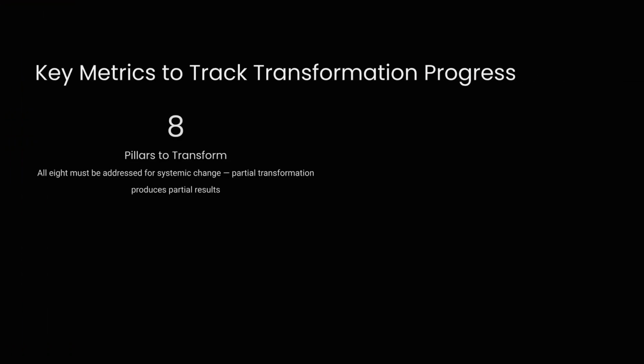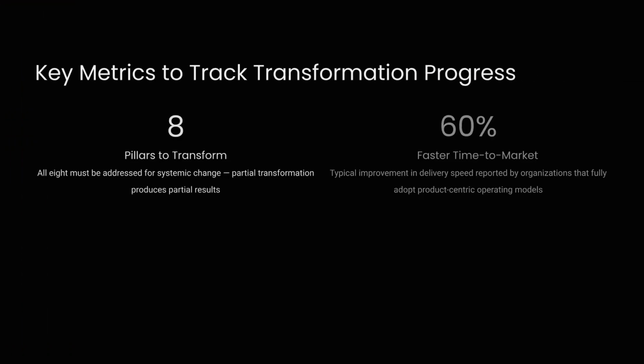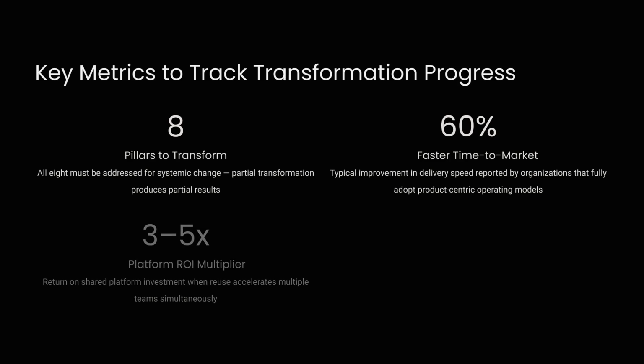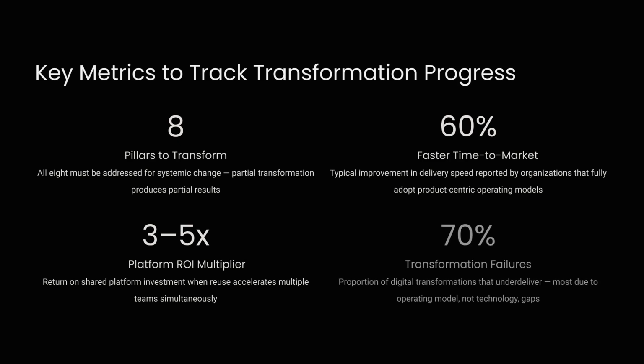To track progress, remember, 8 pillars must transform for systemic change. Full product-centric adoption often delivers 60% faster time to market. Platform investments can multiply ROI 3 to 5 times. Avoid the 70% failure rate by focusing on operating model gaps, not just technology.